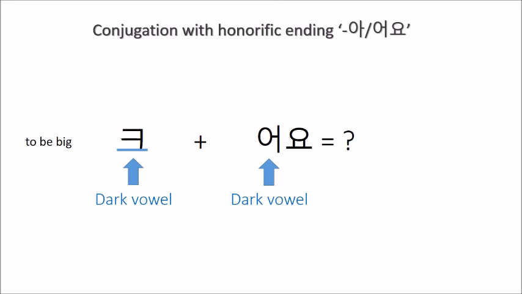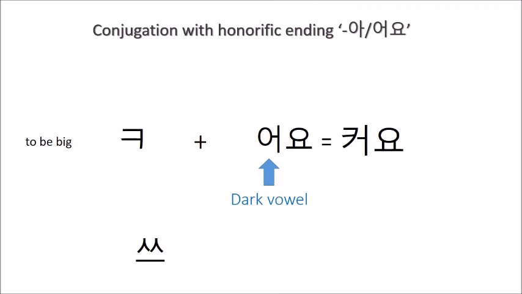So what result do we get? It looks like math, but it's not actually. We get 커요. What we can observe here is that we are deleting the ㅡ in this syllable to get 커요. Another example, we have the word 쓰다, to write or to use. The same, we apply 어요 to get 써요.